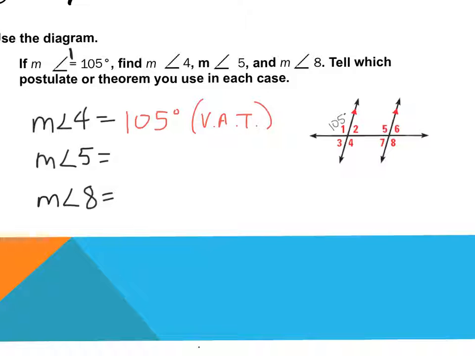How about angle 5? 105. Also 105. This time why? Corresponding. Good. Corresponding angles postulate. What is a postulate? A postulate's just something that comes before a theorem.